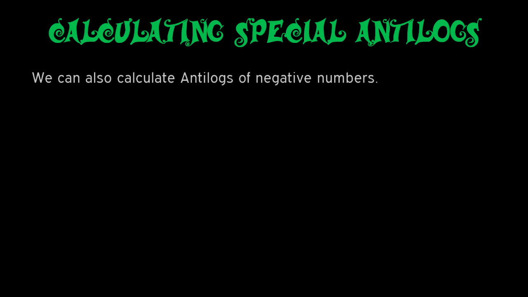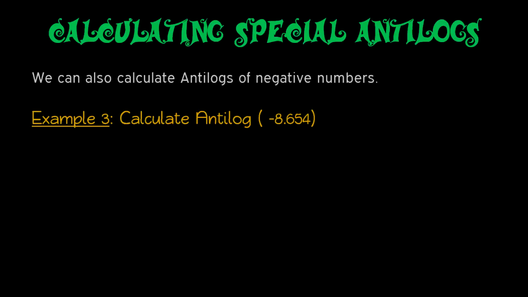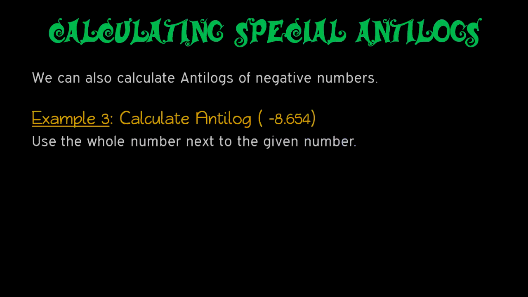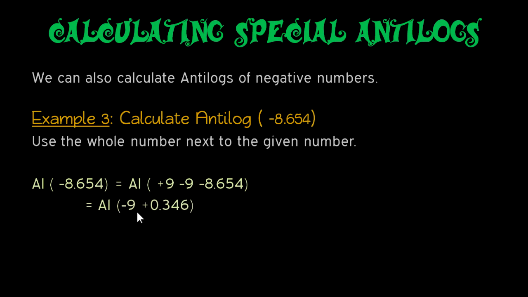Did you know we can also find the antilogs of negative numbers? Our third golden example will tell you how to find antilog of minus 8.654. Remember, these examples will help you so much to find different sort of equations in logs and antilogs. So, to find the antilog of a negative number, use the whole number next to the given number, plus and subtract that. It's a mathematical trick. So, plus 9 minus 9, use plus 9 and minus 8.654 will give us this.